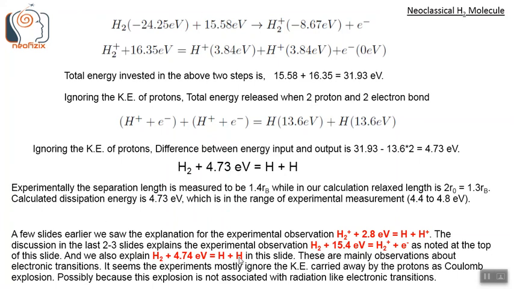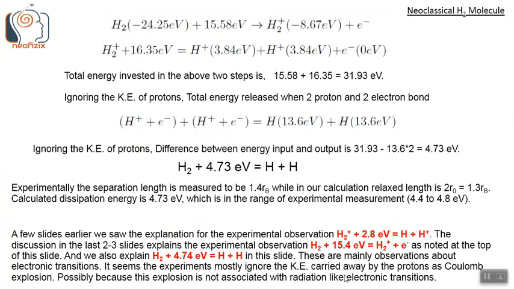And we also explain H2 plus 4.74 electron volts gives H plus H. 4.74 is the value from one of the publications. So if we supply 4.74 electron volts to this hydrogen molecule, we get 2 free hydrogen atoms. So we explained this experimental observation also here. So these three reactions we explained in this video presentation. These three are the experimental observations, and we have explained them theoretically in this presentation.